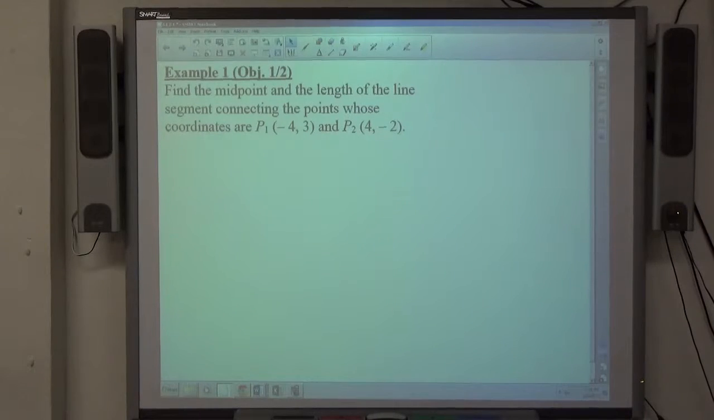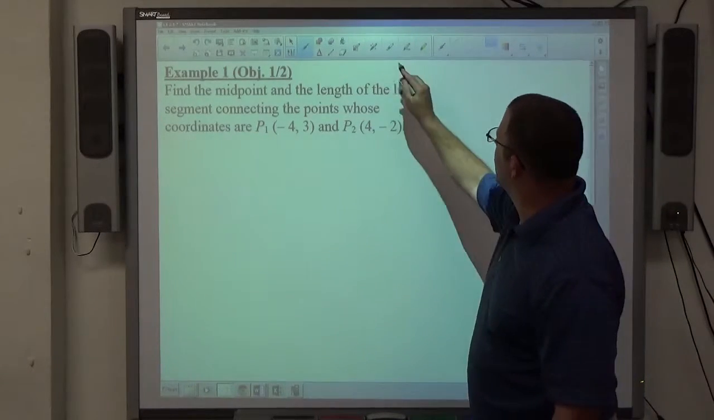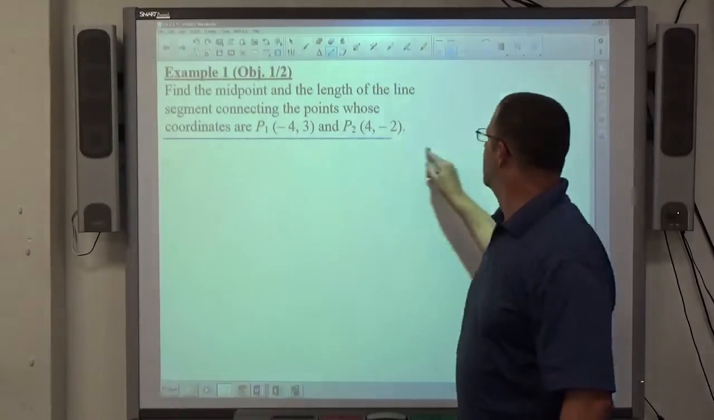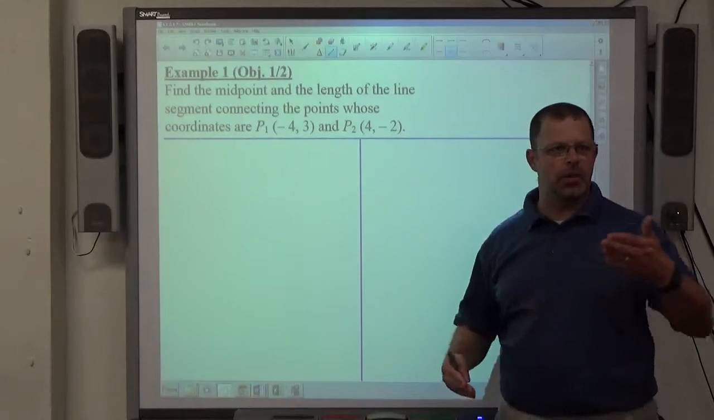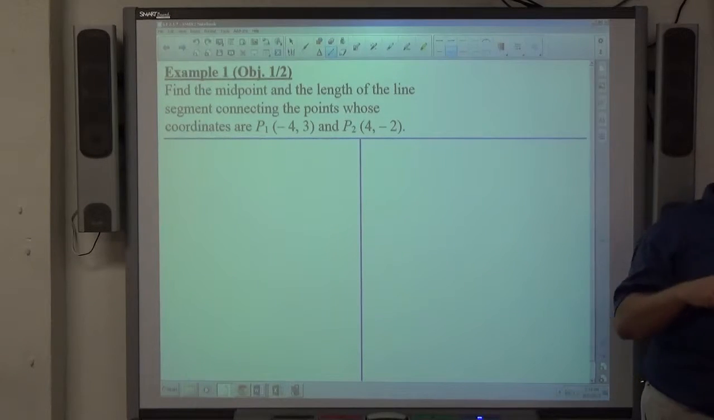All right, example 1 from 2.1. Find the midpoint and length of a line segment connecting the points whose coordinates are (-4, 3) and (4, -2). All right, this is 2 questions. In the homework, I think one section has just midpoint, another section has length. I don't think they put them together like this. So when I pick the problems, there'll be some which says find the midpoint, some that says find the length.